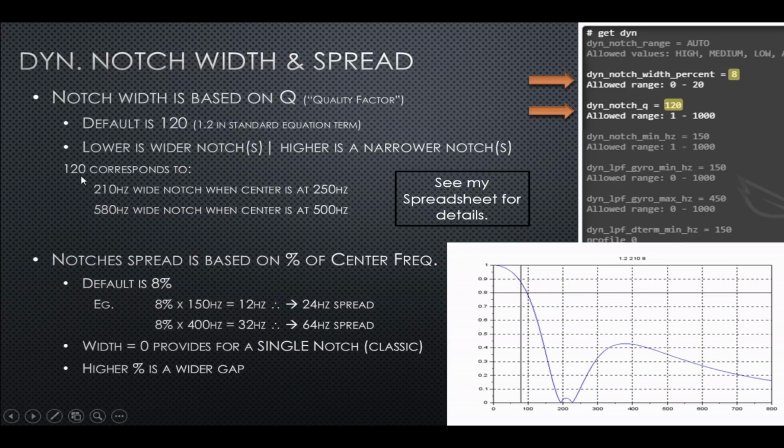And you can see here that 1.2 or 120 corresponds to a 210 notch width. If you're used to the old, where we had a cutoff for a notch, so on and so forth, at around 250 hertz, and 580 when the notch center is at 500 hertz. So you can see just the single notch gets a lot wider with a fixed Q.